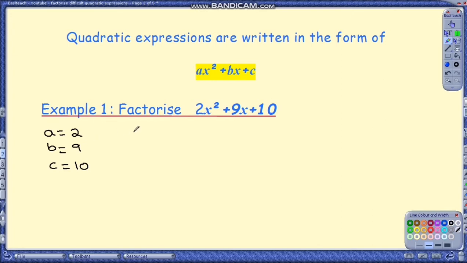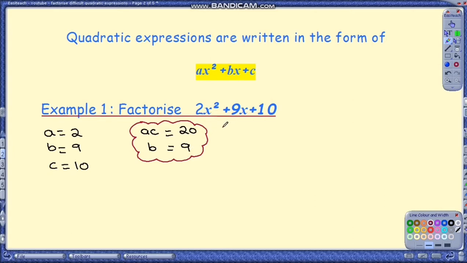What we need from this is we need your AC and we need to know what B is. So AC, obviously in algebra, AC means A times C. So 2 times C, or 2 times 10, is 20. And B, you just rewrite your B, it's 9. Okay, so this is what's going to be important. We then need the factors of 20 that will also add up to give you 9.